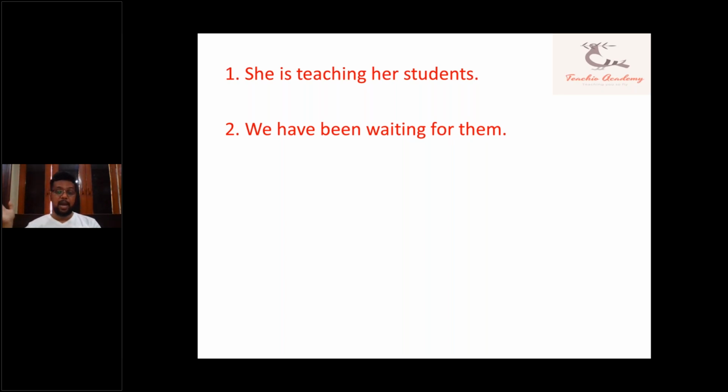Perfect means in the past and continuous. So something started in the past and it is going on continuously. So this is the present perfect continuous tense. Now the third sentence, he eats with his left hand. Which tense is this? He eats with his left hand.